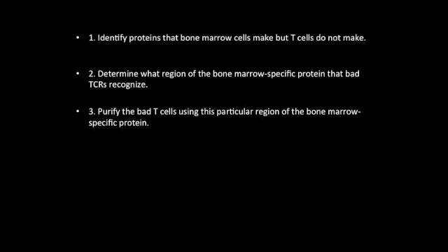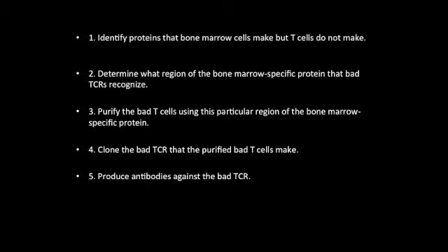We can then purify the bad T cells using this particular region of the bone marrow specific protein. Using modern cloning approaches, we can identify and clone the TCRs that this bad T cell makes. Next, we can then produce antibodies against just these bad TCRs. Finally, we can use these antibodies to treat patients with aplastic anemia. Since these antibodies only target bad T cells, the good T cells will be unaffected.